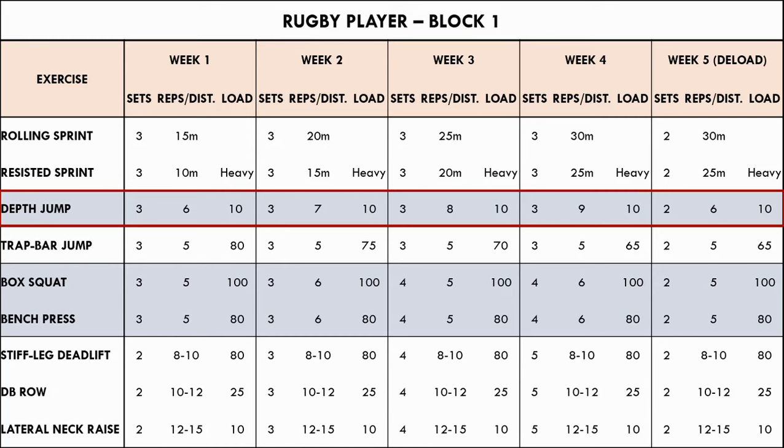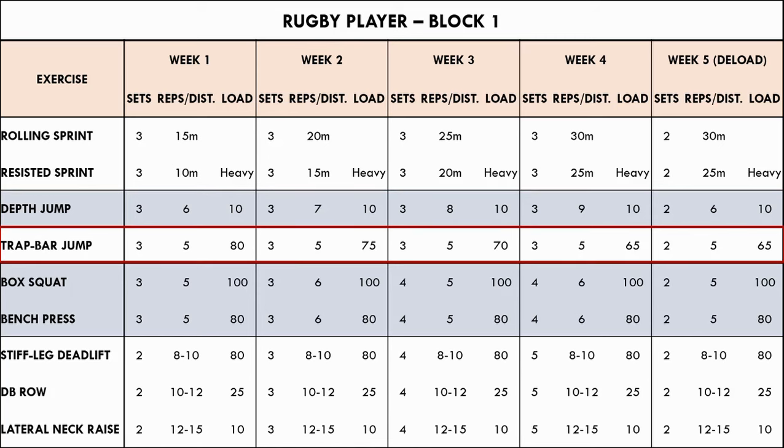For a loaded power exercise, the trap bar jump was chosen. As we can see here, the sets and reps stay the same, although the load used decreases. This will mean that greater jump height and faster movement velocities will be expected week to week. For strength training, the box squat and bench press were selected. The progression here is that weight remains the same, while the sets and reps increase over the weeks as a method of increasing volume.